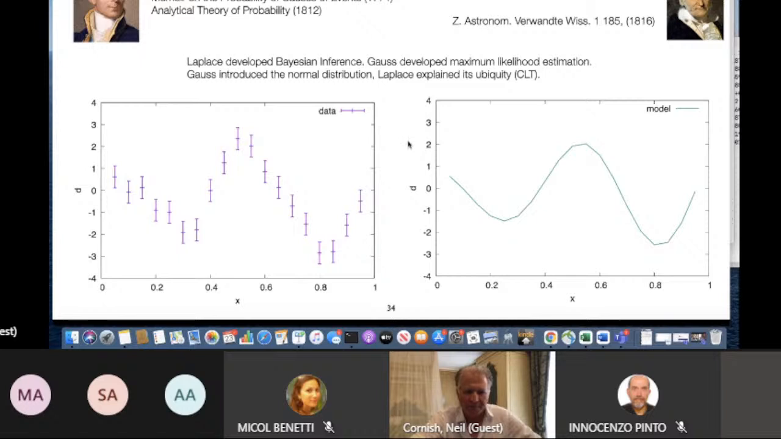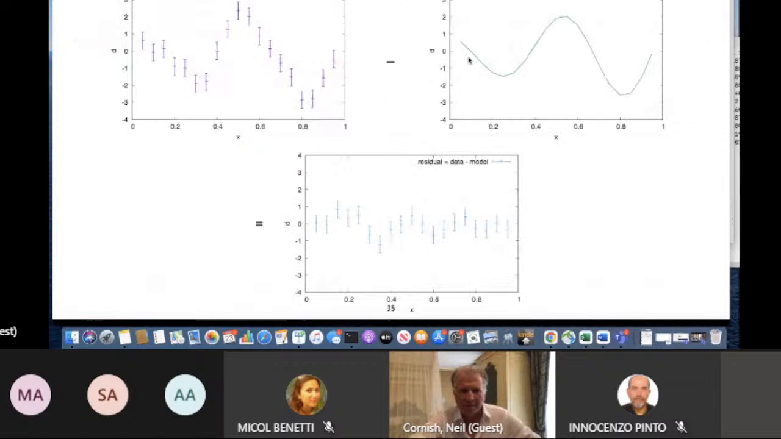Let's go through it. I'm trying to remember what problem it was. It was a problem in astronomy that Gauss was trying to solve, where he came up with the idea of the maximum likelihood estimate. The basic idea is, if you have a collection of data points, which I'm showing on the left, with some kind of error bars or uncertainties, and then you have, on the right, some kind of model that you are using to fit the data, what Gauss pointed out was that if you take the data and subtract the model, and your model correctly describes the process that generated the data, then all you should have left is the noise. So data minus your model should just be noise, consistent with your noise model.